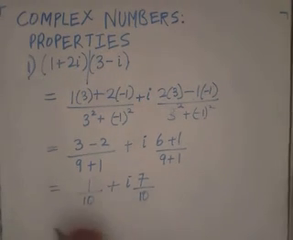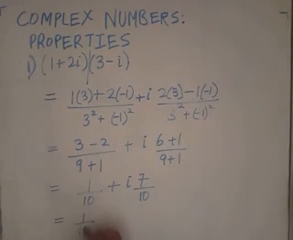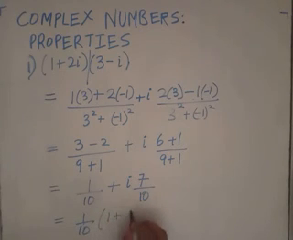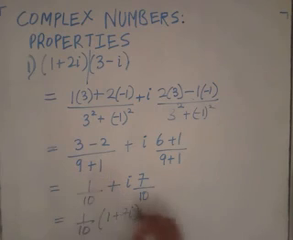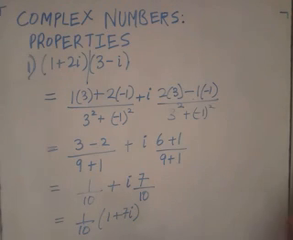Now it's up to you whether you want to take out this 1 over 10 as a common factor and write this as 1 plus 7i, or you can just leave it in this form, since this is actually a standard form of complex numbers. It depends on you. I hope you have understood this example as well as all the previous other concepts.